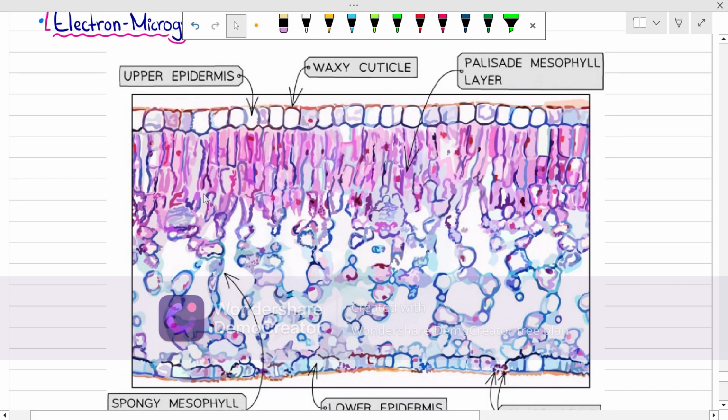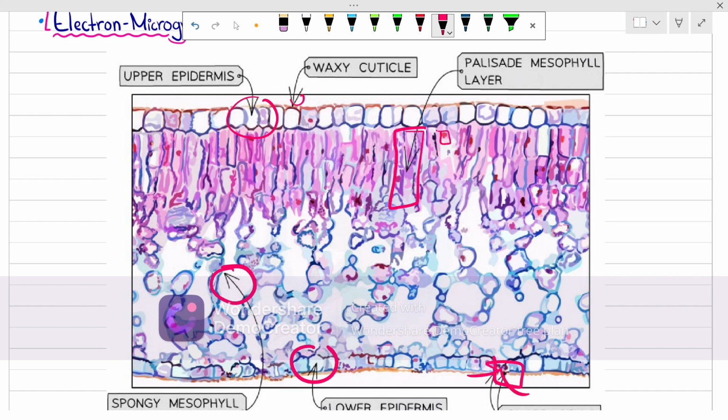The last part of this chapter is an electron micrograph of a plant cell. This is like a cross-section of the plant cell, but taken from an electron micrograph image. This is the spongy mesophyll. This is the lower epidermis. This is the upper epidermis. This is the waxy cuticle. These are column-shaped palisade mesophyll cells. This is the chloroplast. This is the stomata containing guard cells.